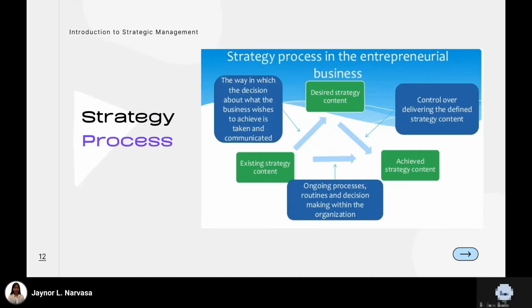Lastly, the link between the desired strategy content and achieved strategy content is manifest in the ability of the entrepreneur to deliver the strategy content they desire for their organization. Two things may limit this. It must be both achievable, given the market conditions and the competitive forces present, and feasible in terms of the resources available to make the necessary investments. The degree of control the entrepreneur has over the organization.